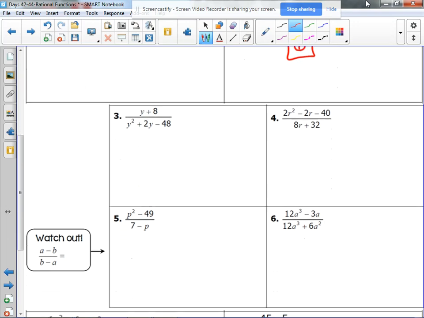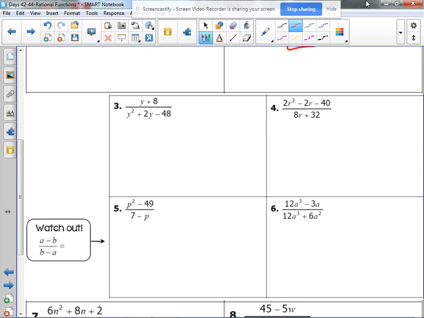Okay, let's look at number 3. We've got y plus 8 over y squared minus 2y minus 48. Okay, y plus 8 in the numerator. Nothing factors there. There's no GCF. There's nothing to factor, so I'm just going to put parentheses around it. The denominator is a quadratic, so we can factor that.